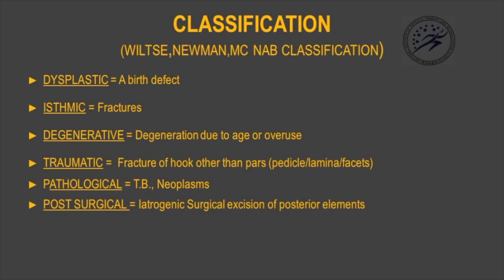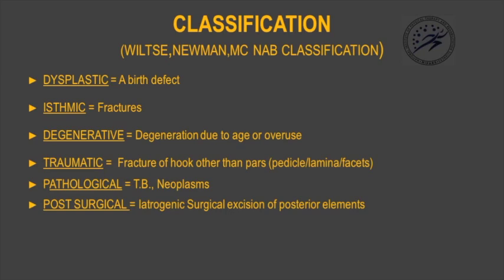Then we have degenerative. Degenerative, as the name indicates, is degeneration due to age or overuse. It usually affects older people and occurs most commonly at the level of L4, L5, and this is the type most commonly encountered by the physical therapist. It could also be degenerative ligamentous instability or facet joint degeneration.